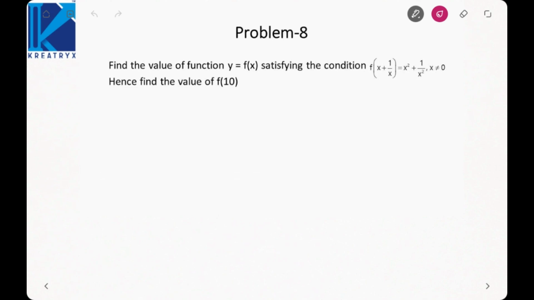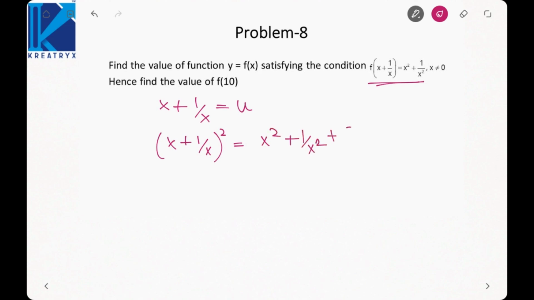In the next problem, it is asking me the value of the function y is equal to f of x, which satisfies this condition. So here what I will do is assume x plus 1 by x is equal to u, which means if you take the square, it will be equal to x square plus 1 by x square plus 2x into 1 by x, which means x square plus 1 by x square plus 2. That means x square plus 1 by x square is actually equal to u square minus 2.